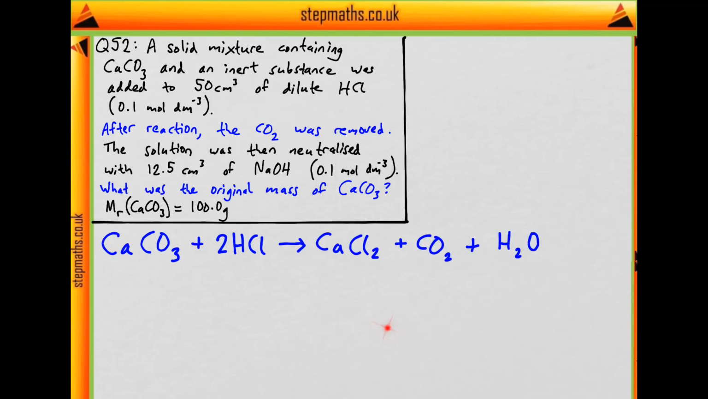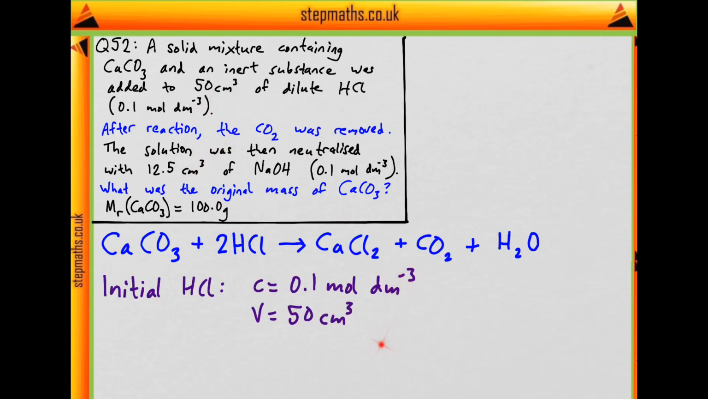So where should we go first? Well, why don't we interpret this information about the HCl at the start? So we know the concentration is 0.1 molar, and the volume is 50 centimeters cubed. So what can we work out from this? That'll be the number of moles. But what do we need to do first? The volume is in centimeters cubed, but the concentration is in decimeters cubed. So let's change the volume by dividing by 1,000 to give 0.05 decimeters cubed.